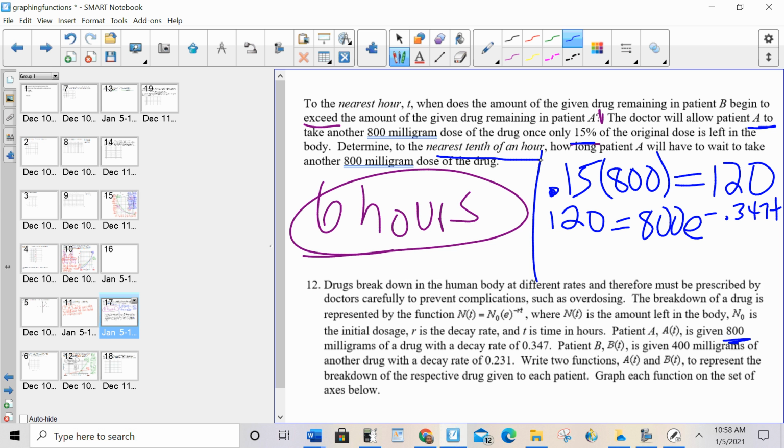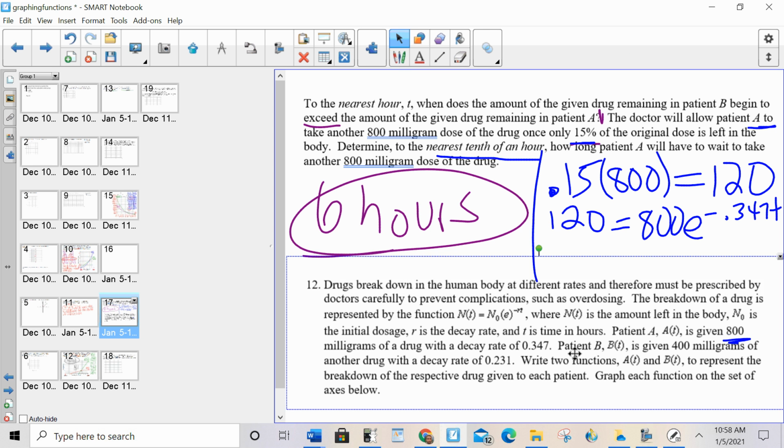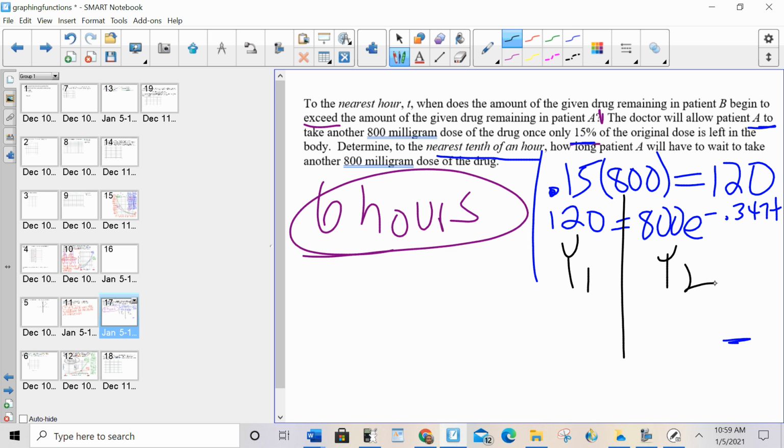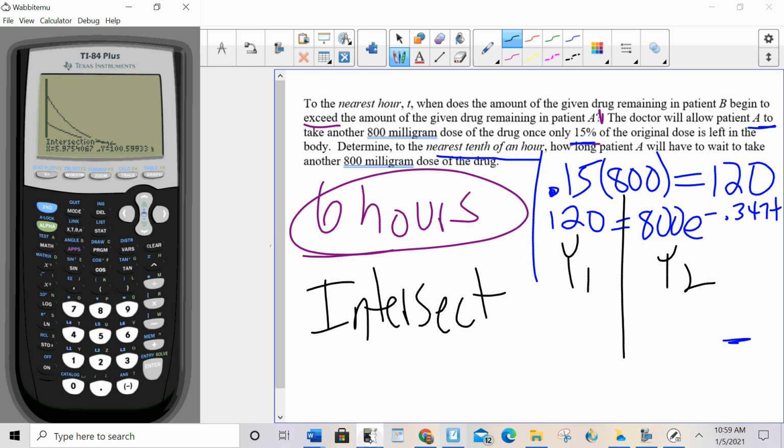So does it say determine algebraically? No. So you have two options. Option 1, you can do it algebraically, or option 2, because it doesn't say to do it algebraically, I'm going to just do y1, y2, intersect. Since it doesn't say to do it algebraically, you're not going to get any additional points for doing it algebraically. You can get the same amount of points doing it graphically.